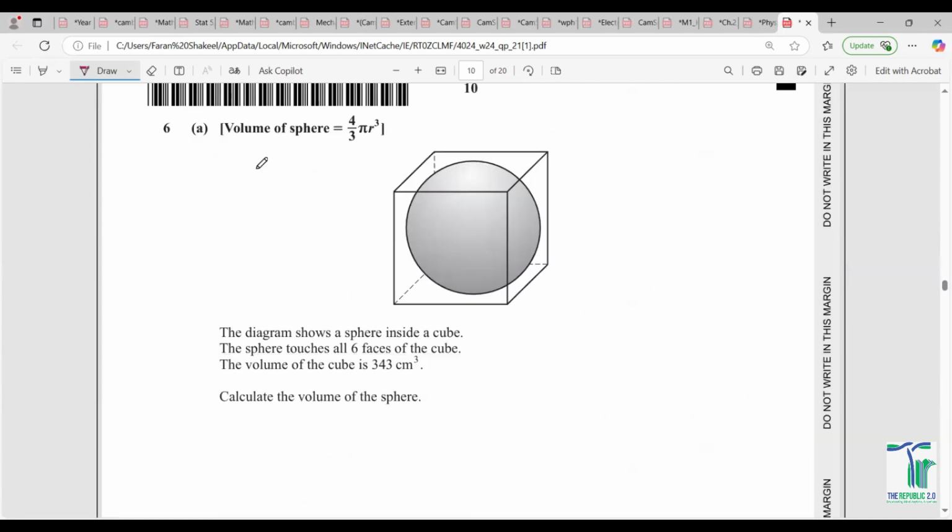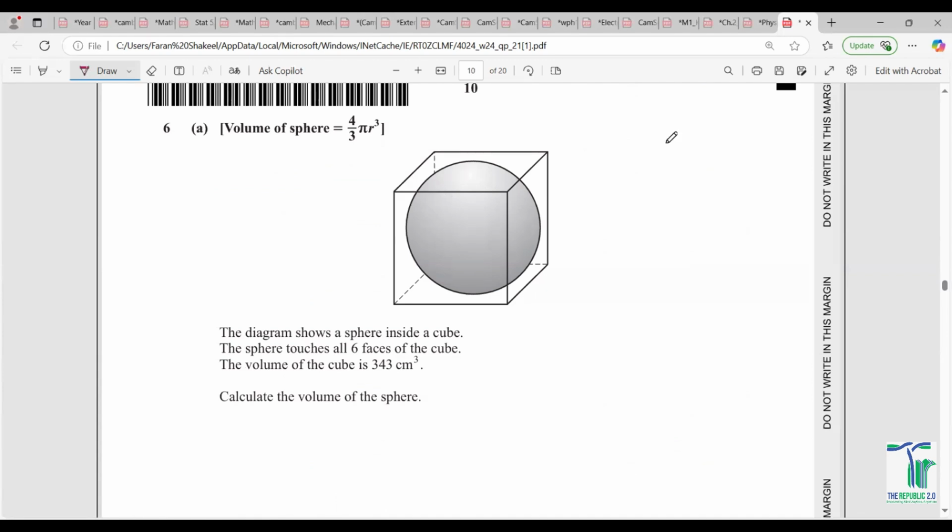Now, you've got question number 6, which has the volume of a sphere. It is given as 4 by 3 pi r cube. The volume of the cube is 343 centimeters cube. The sphere touches all the 6 faces of the cube. So first of all, what will you do? You need the length of each side of this cube. You must know the length of one side of this cube.